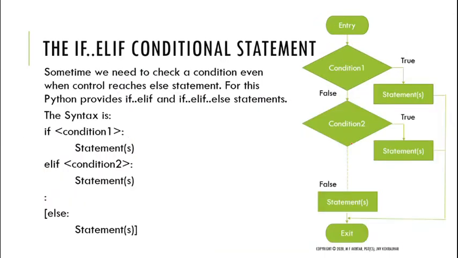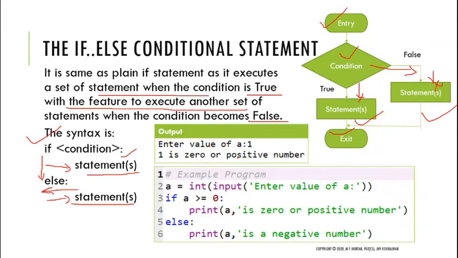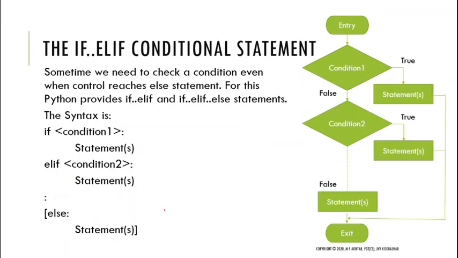This is the situation. Now come to the next type of conditional statement, that is the if elif conditional statement. Sometimes we need to execute another condition when the conditional if statement reaches the else part of the statement. In that situation, this if elif statement is needed. It comes in two flavors, if elif and if elif else. The else part is optional. Here the conditional text is given.